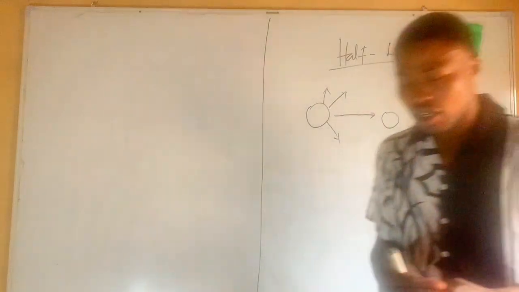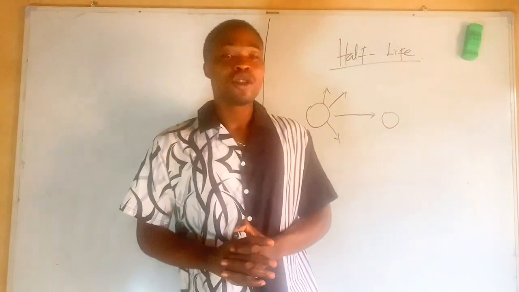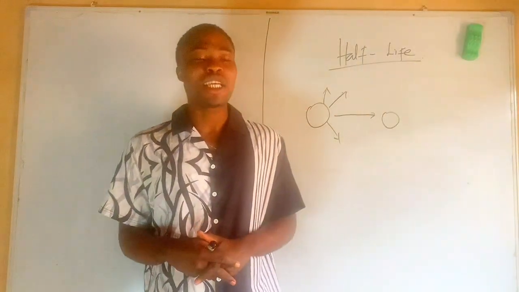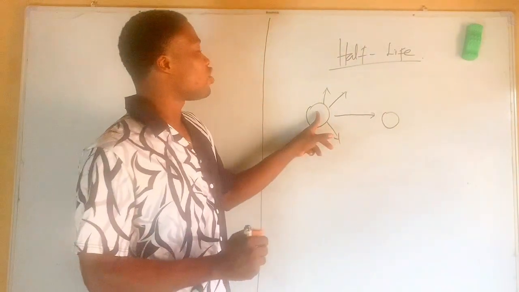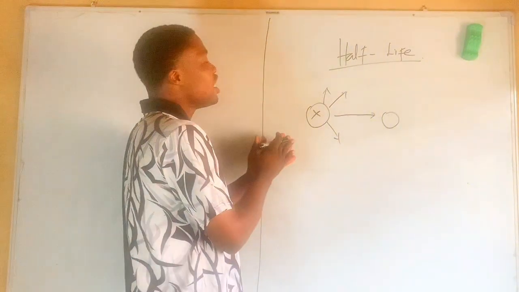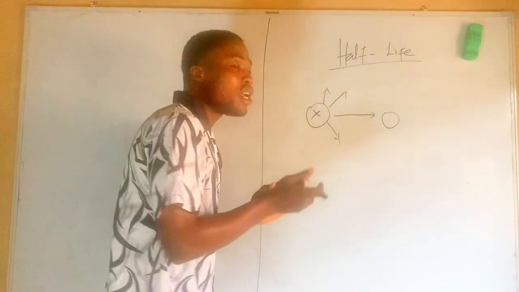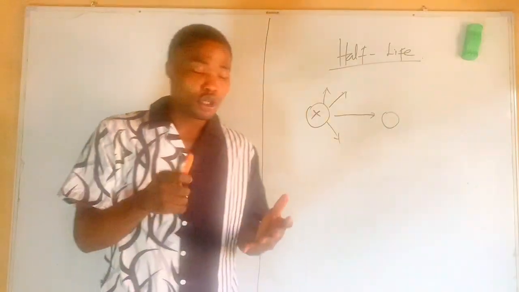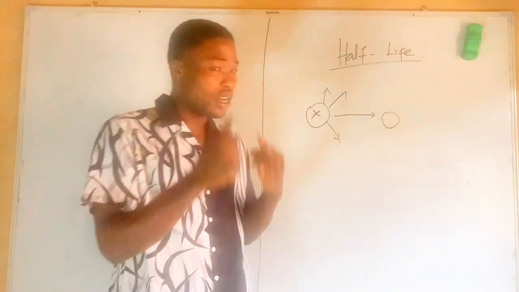Half-life is the time taken for a radioactive substance to become half of its original size. What do I mean? Let's say this substance X is radioactive. To be radioactive means that naturally it can emit radiations. Usually, a radioactive substance emits three types of radiations: alpha ray, beta ray, and gamma ray.